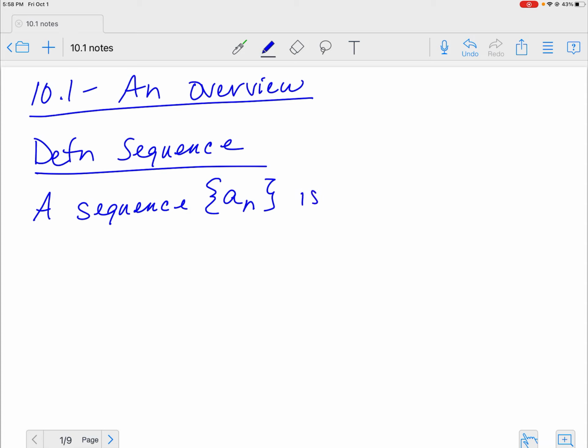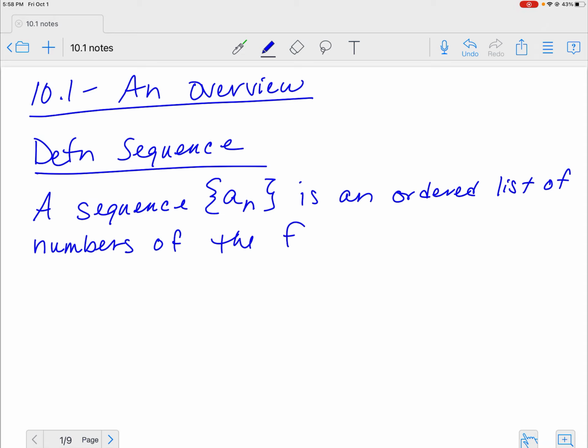Okay. Is an ordered, that's important, FYI, spoiler alert, that's important, ordered list of numbers of the form, and then it looks like this. So the squiggly bracket, a sub 1, comma, a sub 2, comma, a sub 3, comma, a sub 4, comma, go on and on and on, a sub n, comma, right? These are infinite sequences is what we're going through, okay?